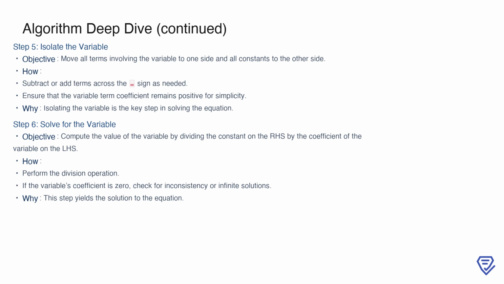Once the variable is isolated, we solve for it by dividing the constant on the right-hand side by the coefficient of the variable on the left-hand side. For example, if the equation simplifies to 2x equals 8, we divide 8 by 2 to find that x equals 4.